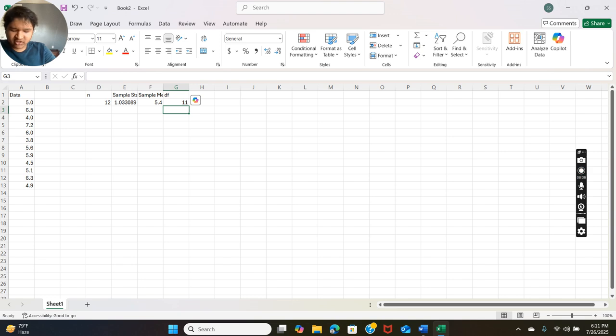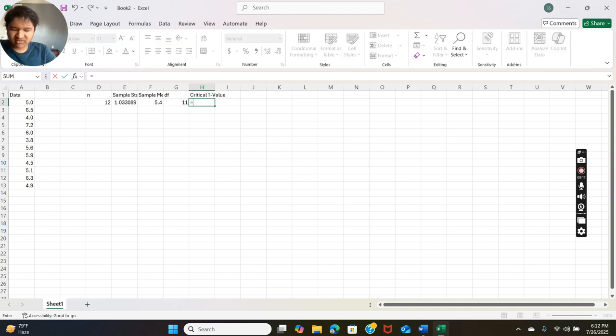The next thing that we need to calculate is the critical t-value. So I will go to the right to column H, and then I will arrow up to cell H1. Here I will write critical t-value. And then I will press enter to go down to cell H2. And then here we will write the equation to calculate the critical t-value.